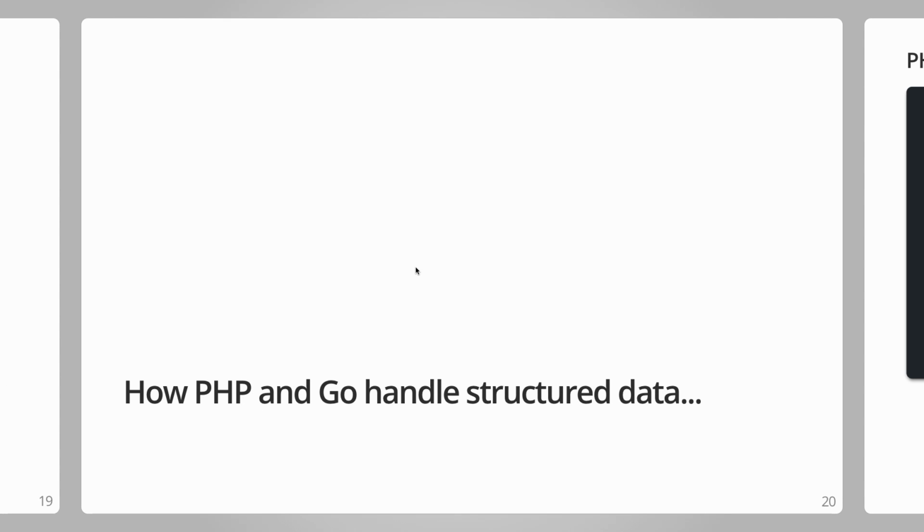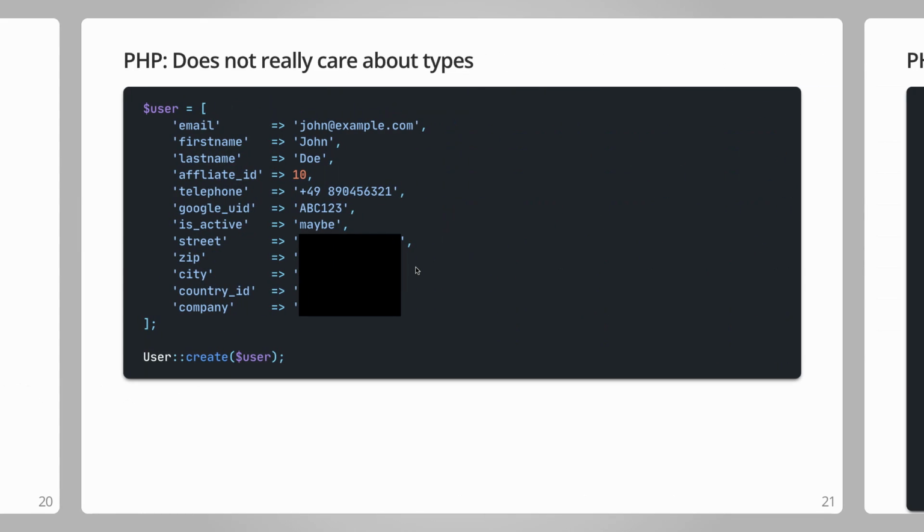So how do Go and PHP handle structured data? This is the thing where we can see that we are missing the types on the back end, and this is how we can still screw up. In PHP, we usually have something like this. An array with lots of keys and lots of values. Unfortunately, no type checking whatsoever, so PHP will happily execute this code.